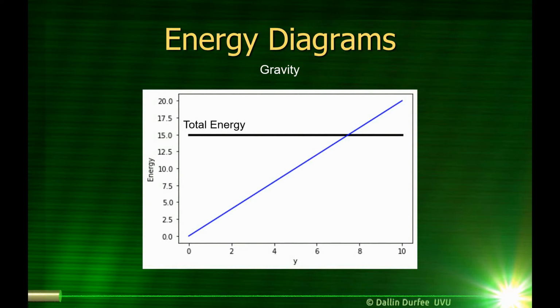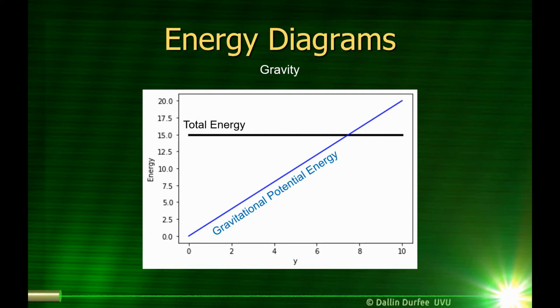So if I throw a ball up and it comes back down, the total energy is constant. There's kinetic energy. As the ball goes up, the ball slows down and I lose kinetic energy, but I gain potential energy. So the potential energy due to gravity is shown in blue. At y equals 0, there's no potential energy. And then as y increases, the potential energy increases linearly.